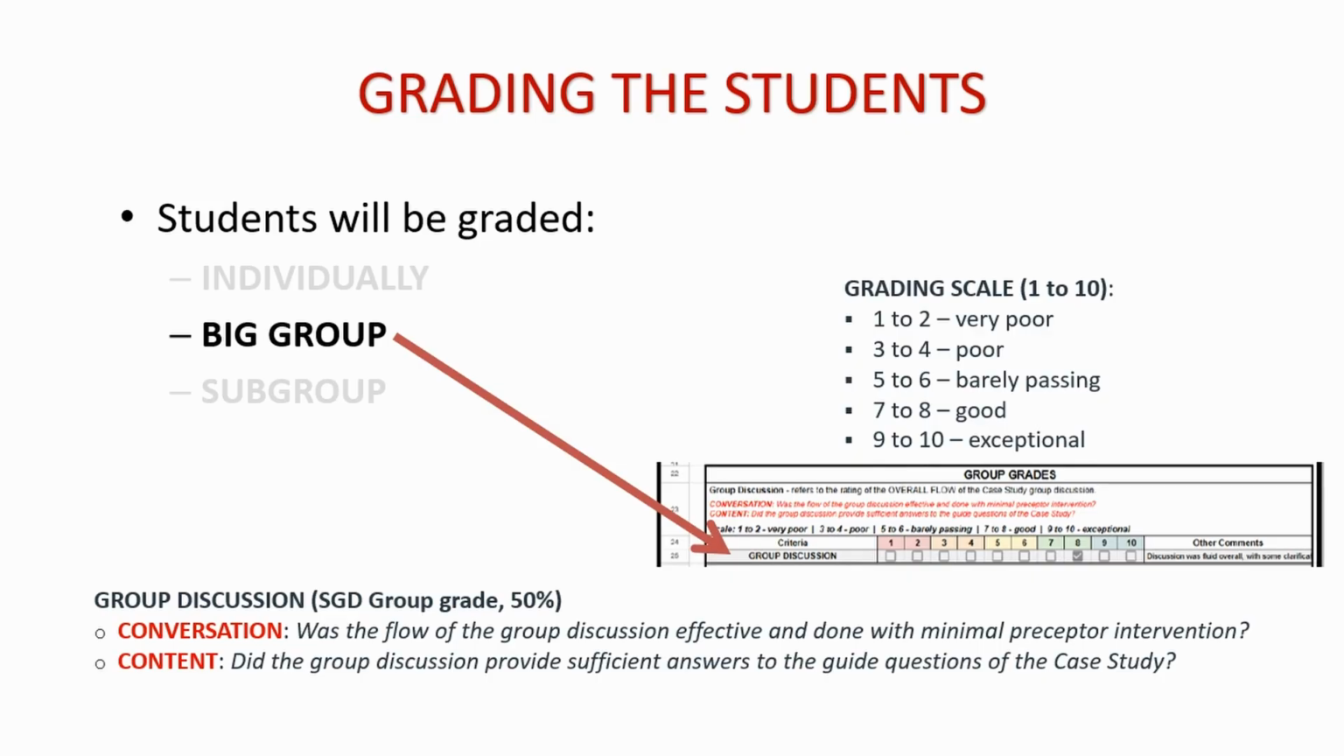Conversation. The guide question will be, was the flow of the group discussion effective and done with minimal preceptor intervention? And the second rubric will be content. Did the group discussion provide sufficient answers to the guide questions of the case study? So your grade for these two rubrics will just be one grade for the entire big group under group discussion. It will comprise 50% of the entire SGD grade.